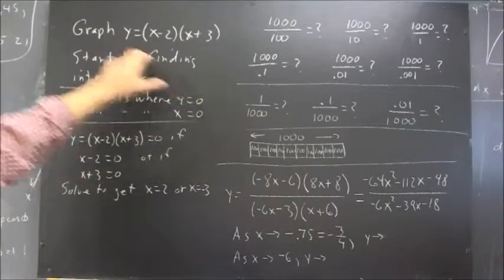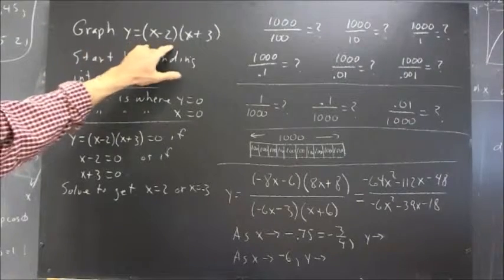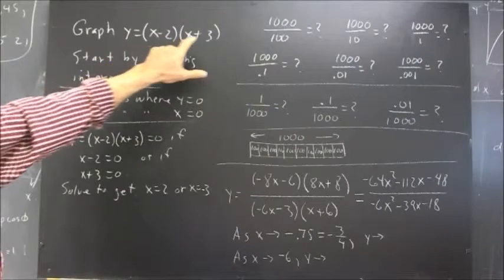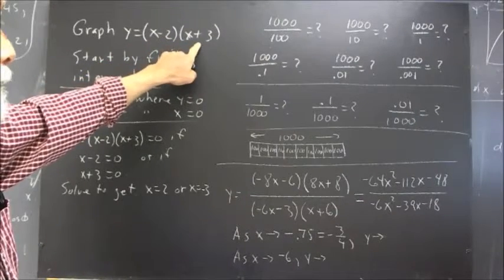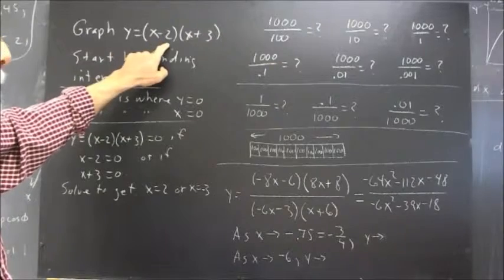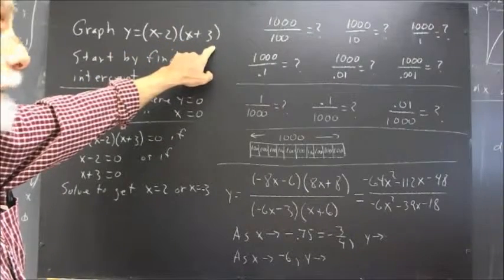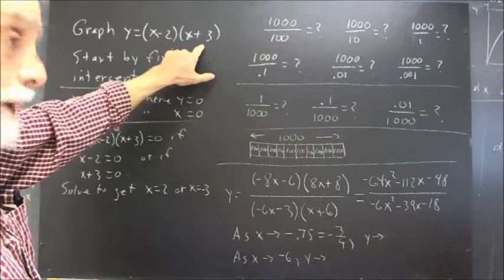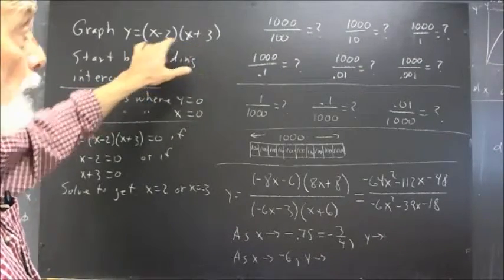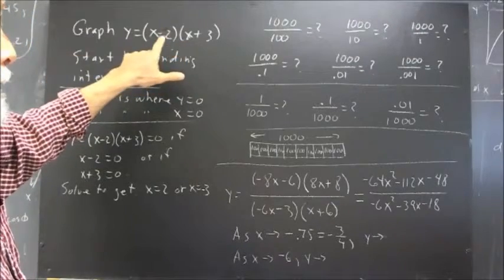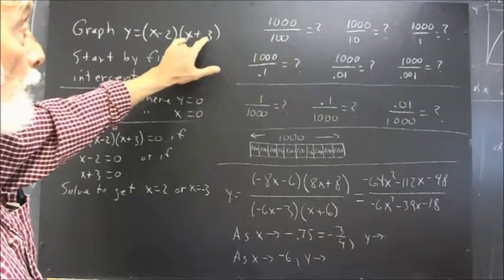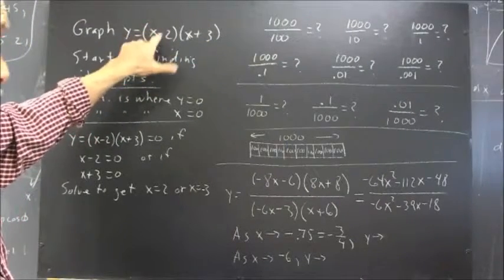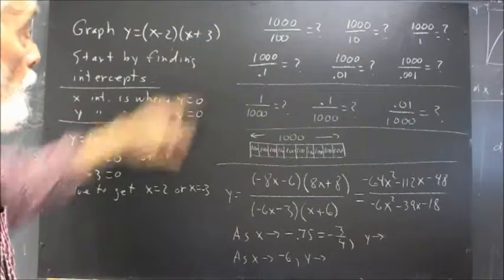Y equals 0 means that this product is 0. And that'll occur if this is 0, and it'll also occur if this is 0. This is 0 when x equals 2. This is 0 when x equals negative 3. So if x equals 2, you have 0 times whatever this is, turns out to be 5, and that gives you 0. And if x is negative 3, then this is 0. You'd multiply it by this, which turns out to be negative 5, but it doesn't matter. This is 0. It makes the whole product 0.